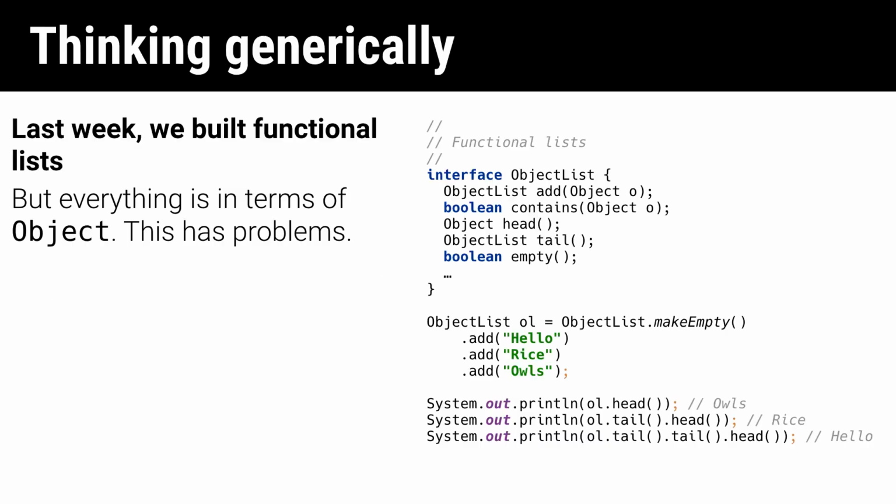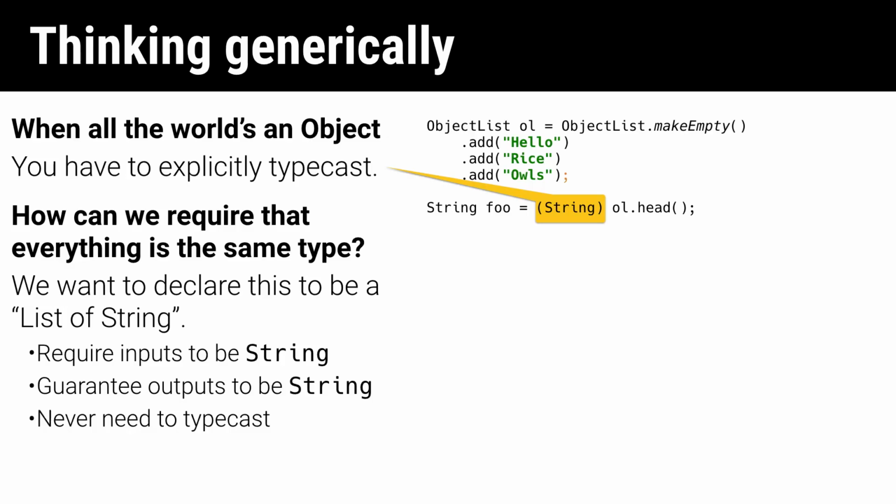All right. So, last week we built functional lists. We had an object list where you could add an object and get another object list. You could ask if a list contained an object and get back true or false, etc. This design is a great way to begin, but it has some problems.